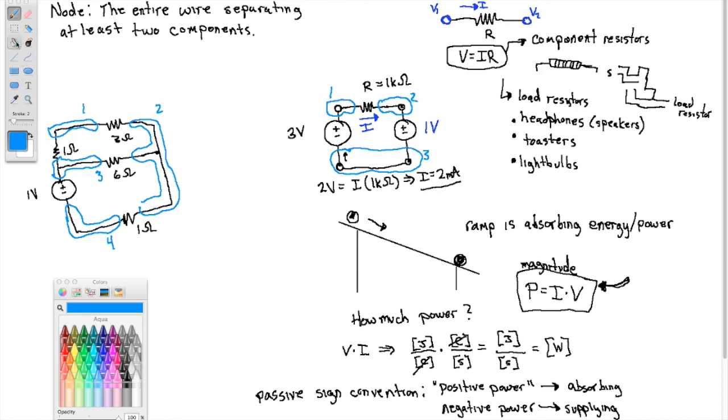And a loop is a path such that an electron can start and end without backtracking.